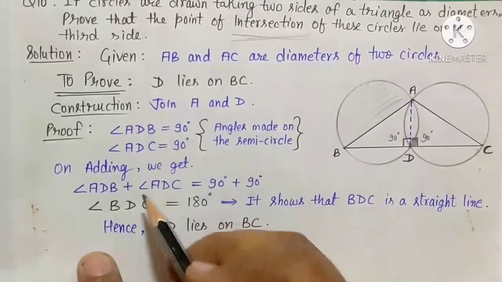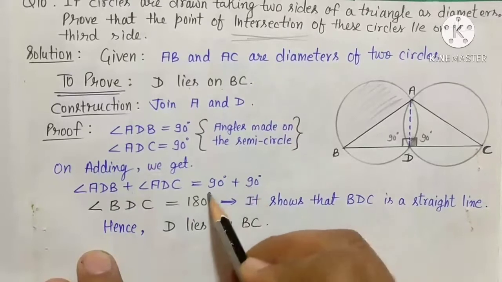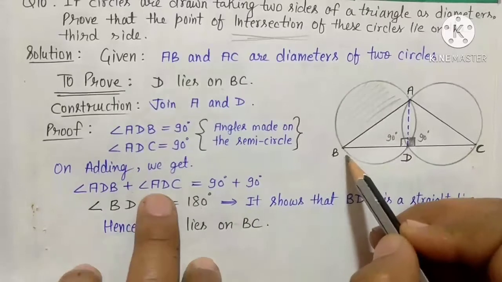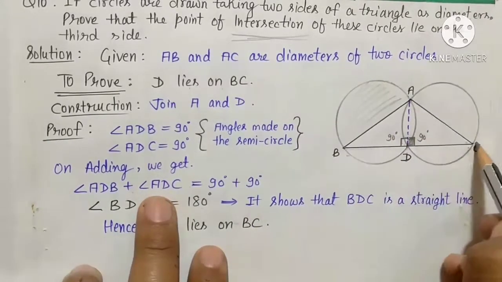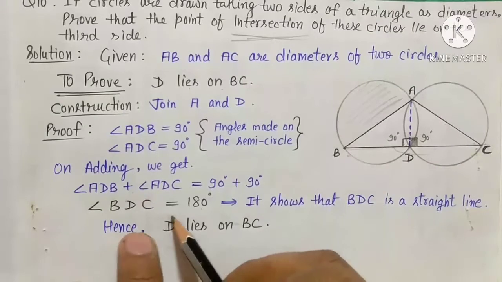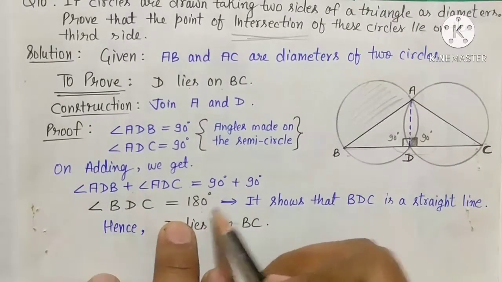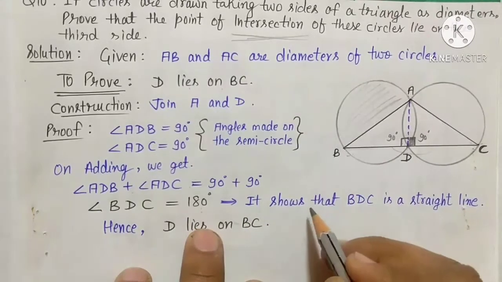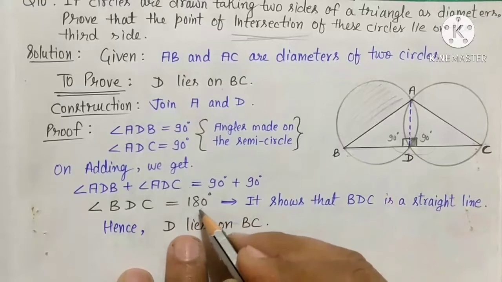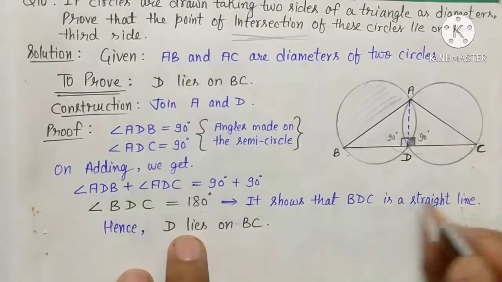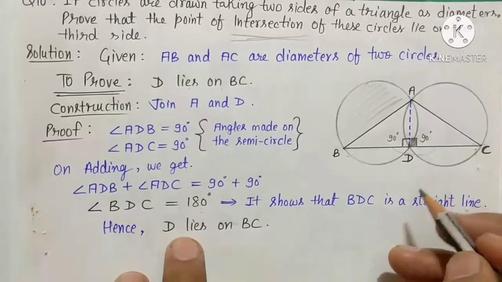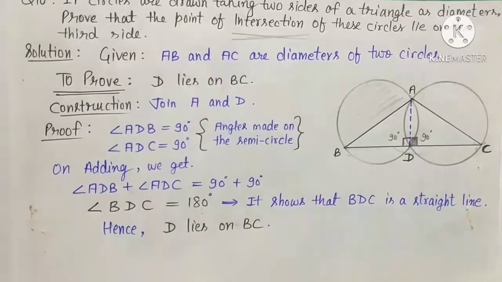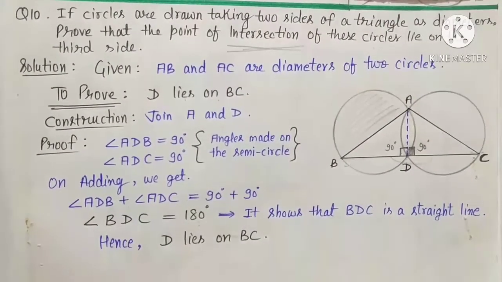Now adding both, what do we get? Angle ADB plus angle ADC equals 90 plus 90, it means 180. And if we add angle ADB plus angle ADC, it becomes BDC only, straight angle BDC. So angle BDC equals 180, it means it is a straight angle. If it is 180, it shows that it is a straight line. So BDC is a straight line, and if BDC is a straight line, it means D lies on BC only, and this thing only we had to prove. So in this way we have done our question number 10 also.